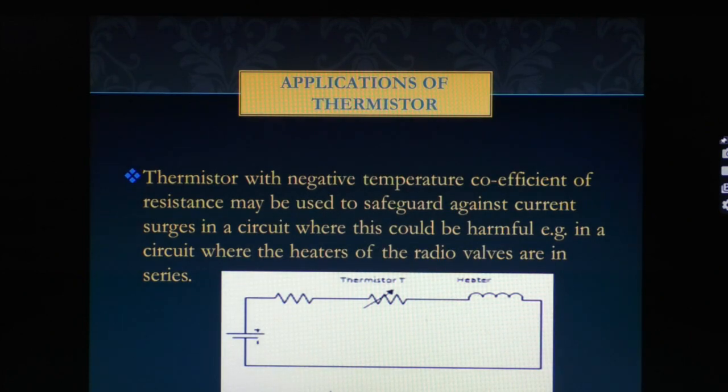Where are thermistors used? What are the applications of thermistors? Thermistors with negative temperature coefficient of resistance may be used to safeguard against current surges in a circuit where this could be harmful. For example, in a circuit where the heaters of the radiator valves are in series. You can see here in the given circuit diagram, we have a resistor R, thermistor capital T, and a heater. These are all connected in series with the terminals of the battery.